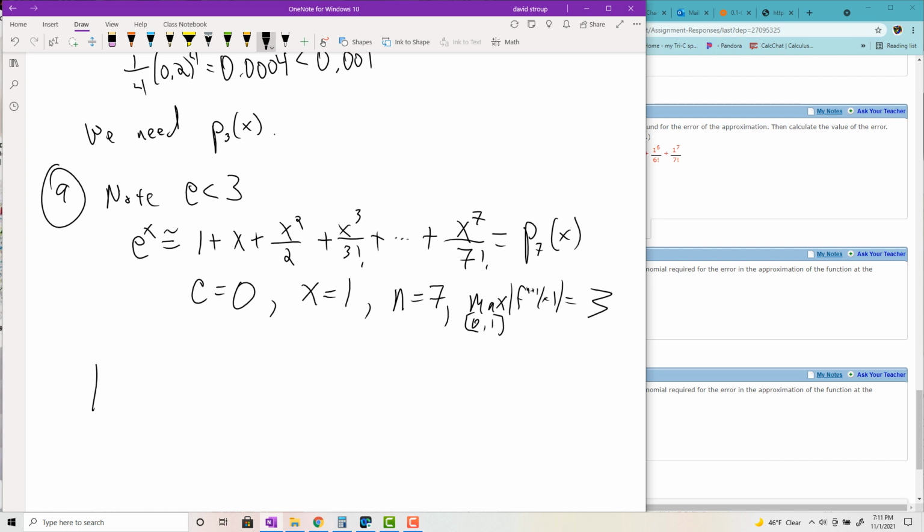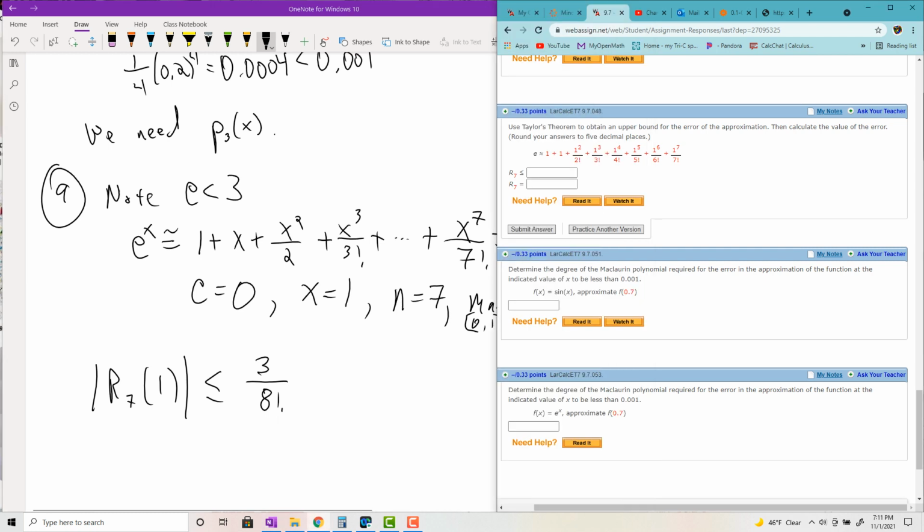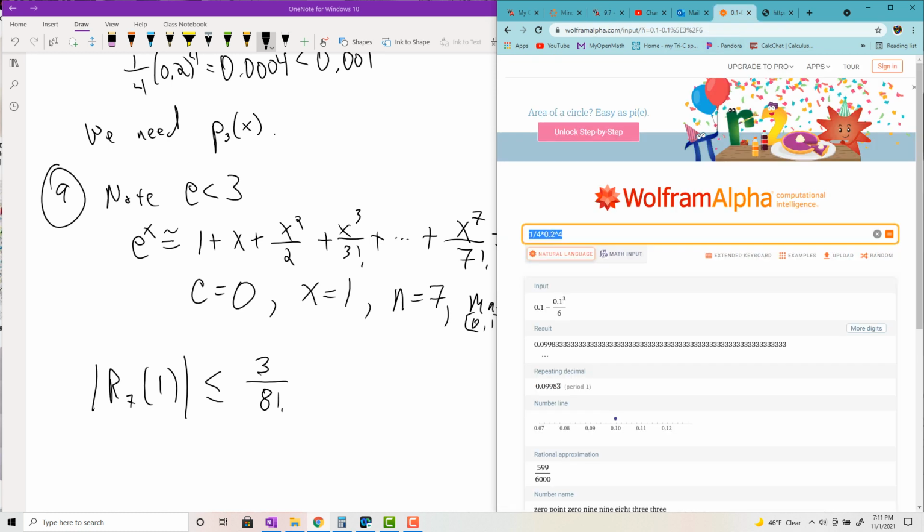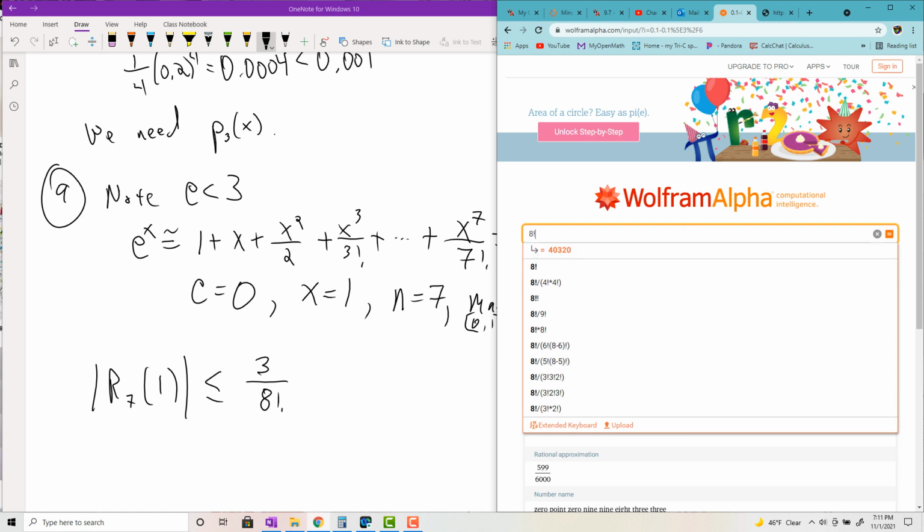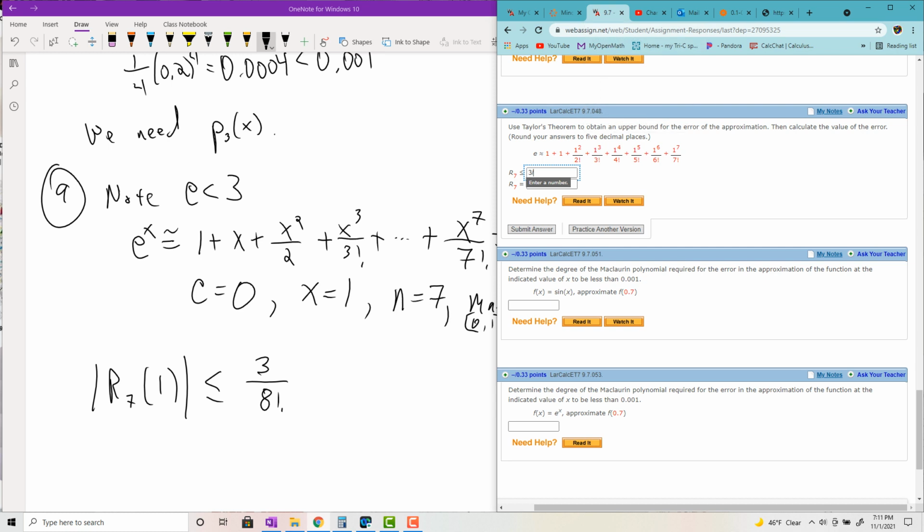Okay, so the absolute value of r sub 7 of x, in this case 1, will be less than or equal to 3 all over 7 plus 1 factorial, so 8 factorial times 1 minus 0 raised to the 8th power, which is just 1. So you should just have r sub 7 is less than or equal to 3 over 8 factorial. They want a number, so whatever 8 factorial is. 40320.